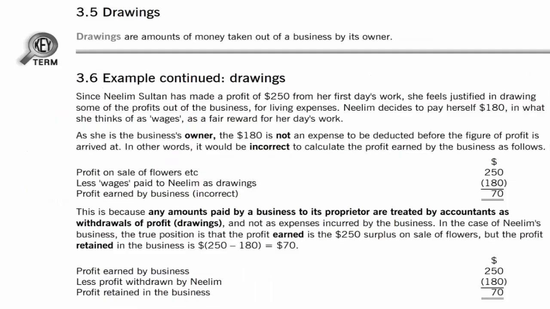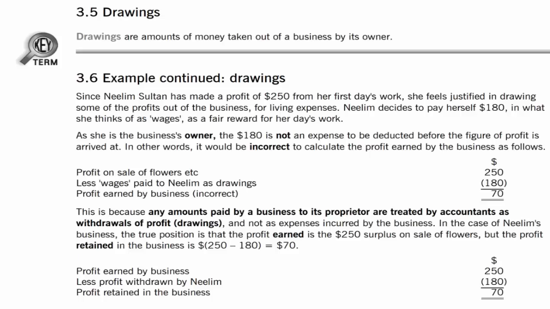This section introduces the concept of drawings, or money that an owner takes out of their business for personal use. We'll continue following the example of Neelam Sultan and see how this affects the financial position of her business. What are drawings? In accounting, drawings are amounts of money that an owner takes out of the business for personal use. This isn't considered a business expense, but rather a reduction in the owner's equity in the business. Drawings reduce the business's cash or other assets, and as a result, they also reduce the total capital or net assets of the business.